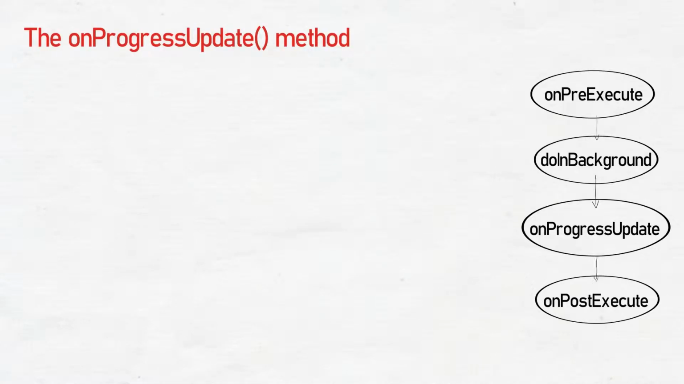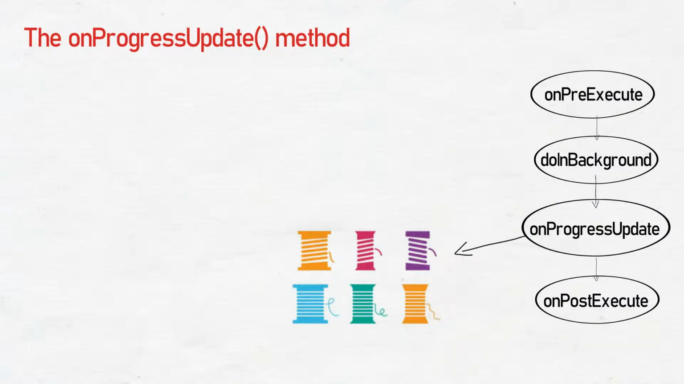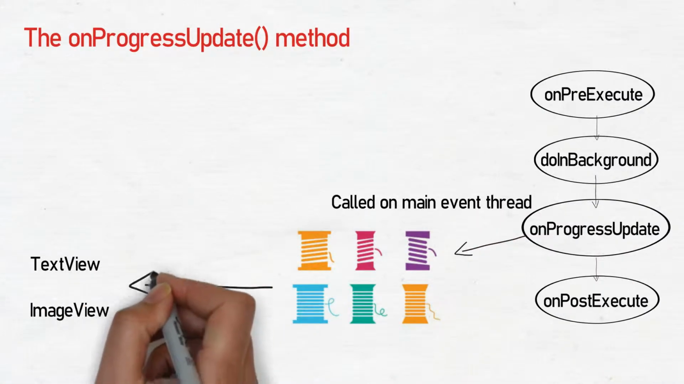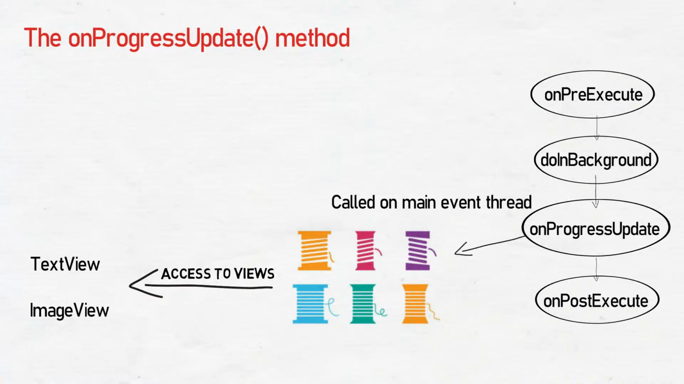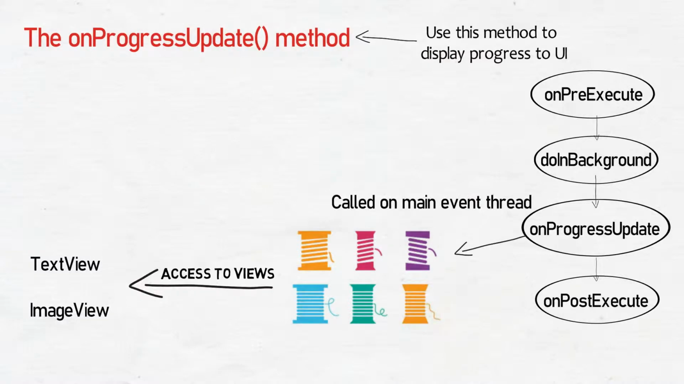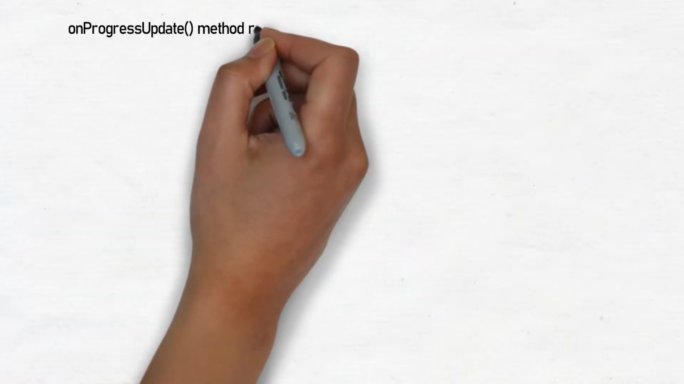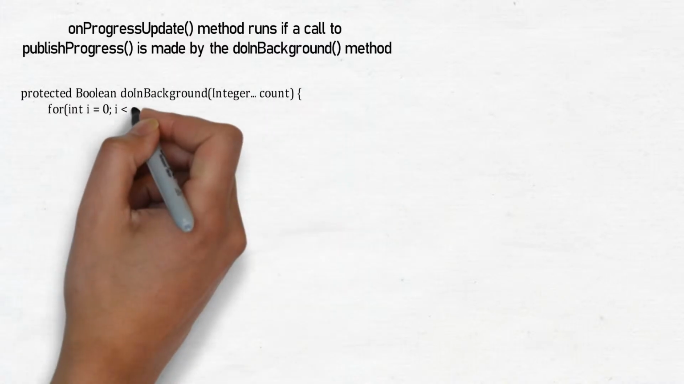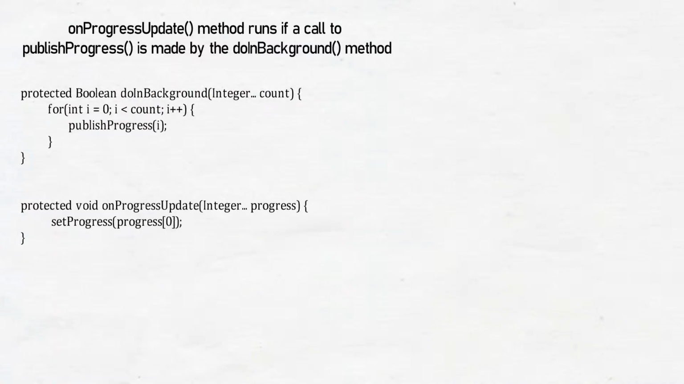The onProgressUpdate method is called on the main event thread, so it has access to views in the user interface. You can use this method to display progress to the user by updating views on the screen. You define what type of parameters the method should have. The onProgressUpdate method runs if a call to publishProgress is made by the doInBackground method like this. This calls the onProgressUpdate method, passing in a value of i.